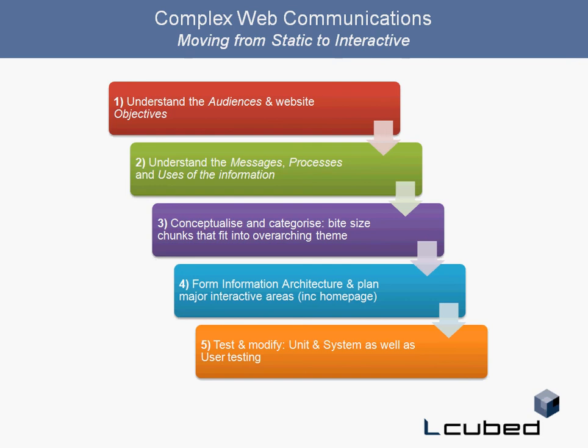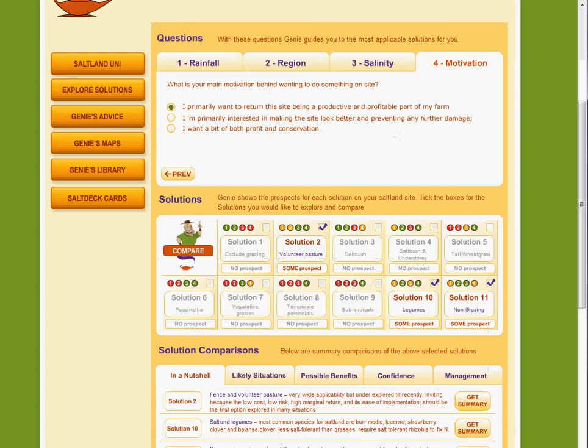Beyond that, then we can look at the information architecture, the actual structure, the page structure of the website, and then planning of the individual interactive areas, and obviously executing of those. And following that, we need to user test, system test, and unit test, not necessarily in that order. So I hope this has been a helpful walkthrough of the process, one of the processes that we use.